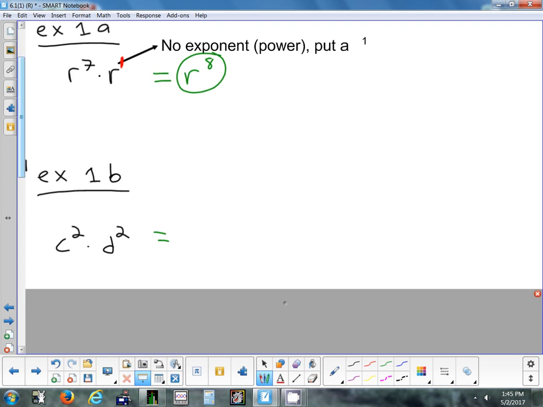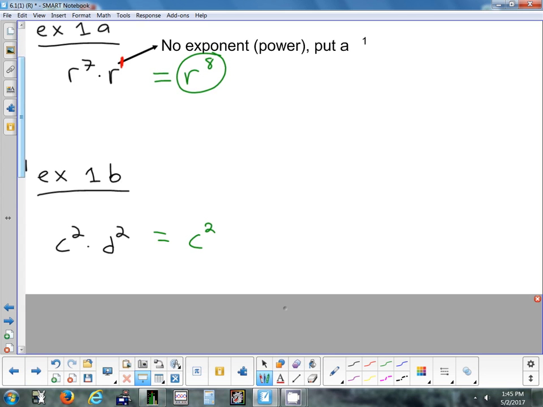Okay, let's look at the next one. C squared times D squared. What's the base in the first one? C. How about the second one? D. Are they the same? No. So can you do anything with it? No. The only thing you could do is just write C squared, D squared. That cannot be simplified. Okay, different bases, can't do it.